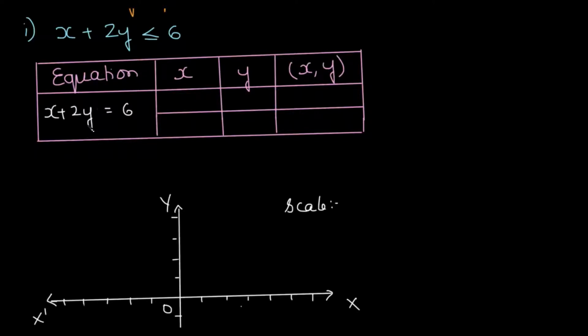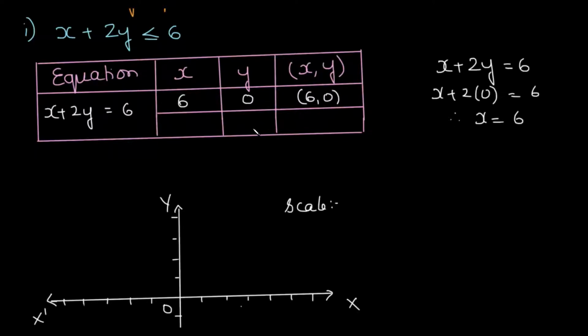So first we put y as 0. In this case, when y is 0, see in the equation, this is rough work, no need to do it in your graph or anything in the exam time. See, the equation is this. When we put y as 0, we get x plus 2 into 0 is equal to 6, and therefore we get x as 6. So the corresponding x coordinate here is 6. So one of the points on the graph is 6, 0.